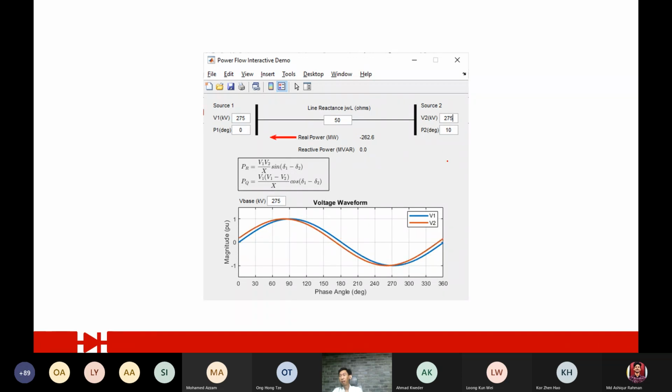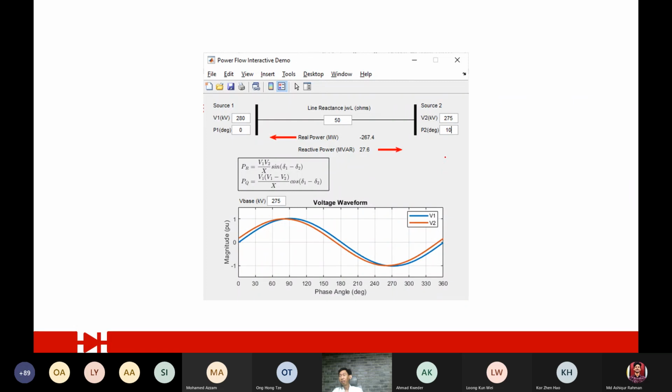Moving on. Now what happens if both sides are the same, but the angle just now was -10? If I make it +10, what happens? Now the power will flow in reverse. The power will flow from source 2 to source 1 by just changing the angle. See, 10 degrees, and you can see the power is the same, it just changes the flow direction.